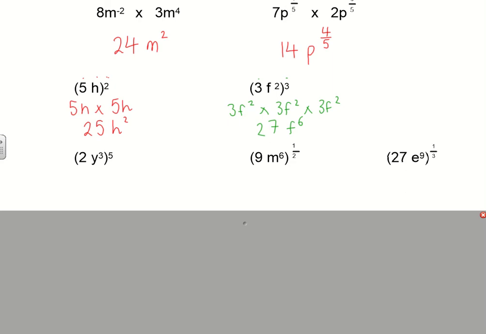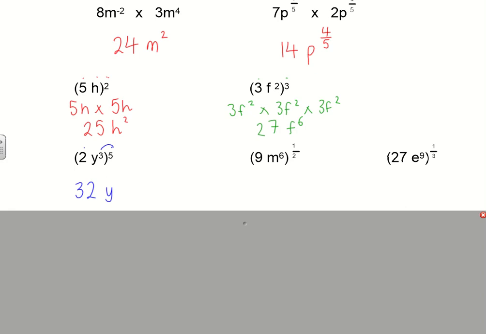If you look at the next one, if I do this one the quick way, I've got 2 to the power of 5, so that's 2, 4, 8, 16, 32. 2 to the power of 5 is 32. And then I've got y cubed to the power of 5, and I can say that's y cubed times y cubed times y cubed times y cubed times y cubed. But I can just use the rule where I multiply the powers and I get y to the power of 15.